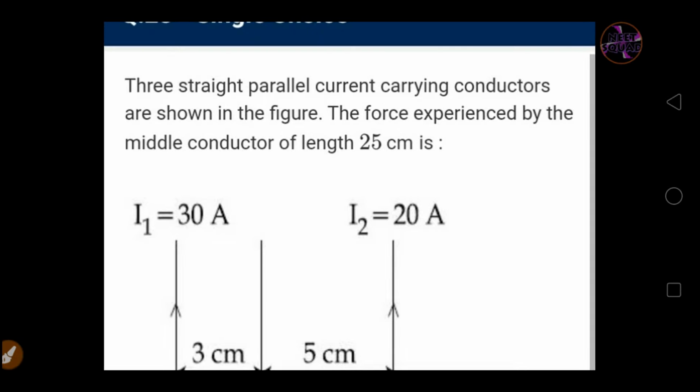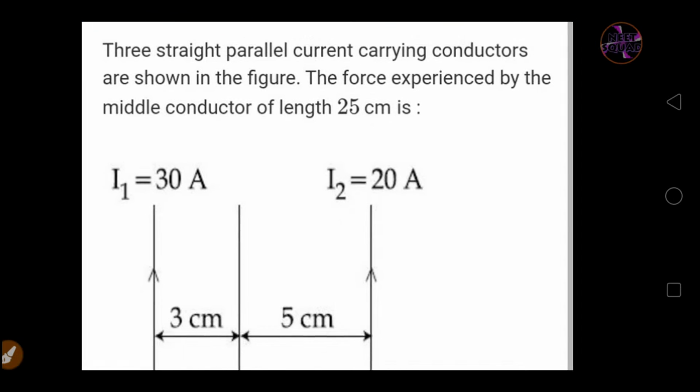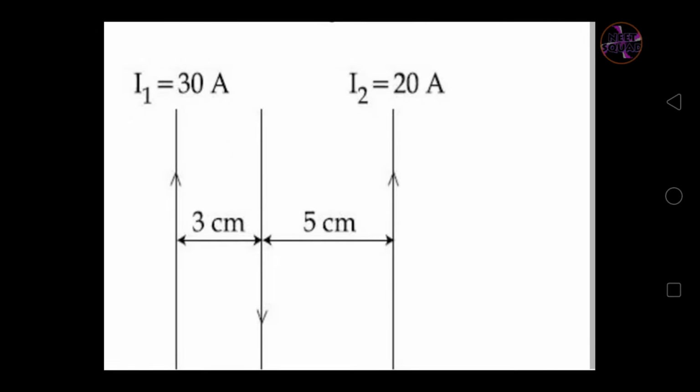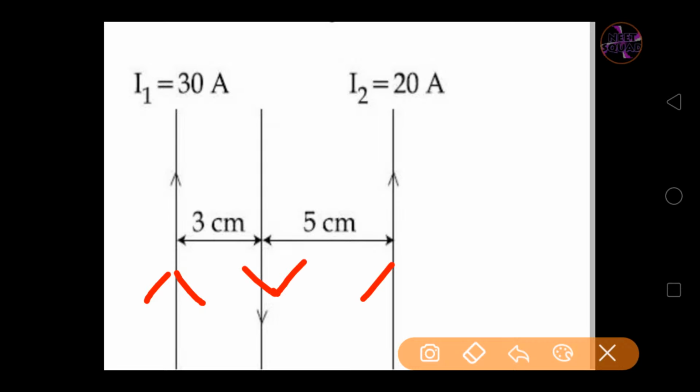This question also was not explained clearly. 23rd question: three straight parallel current carrying conductors are shown in the figure. The force experienced by the middle conductor of length 25 centimeter is? So three conductors, current is going in this direction for the first one, second one, third one. So these two currents are in opposite direction.